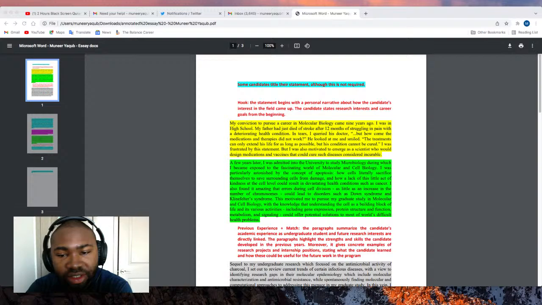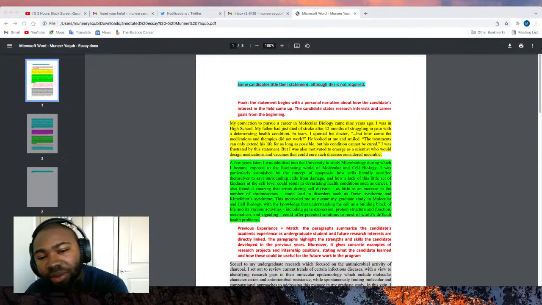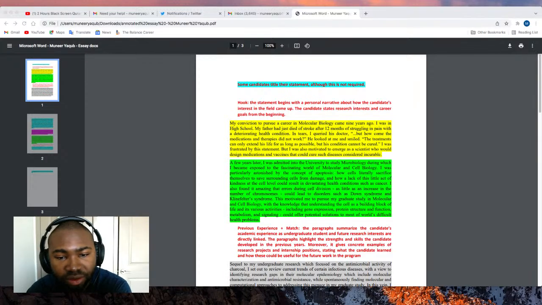I told them, yeah, a few years later, I got admitted to study microbiology, and when I was studying microbiology, I became exposed to molecular and cell biology. What I wrote after that was to show them that I have some understanding of molecular biology, what I want to study. So I wrote, this is some science, I said a few years later, I was admitted in the university to study microbiology, during which I became exposed to the fascinating world of molecular and cell biology.